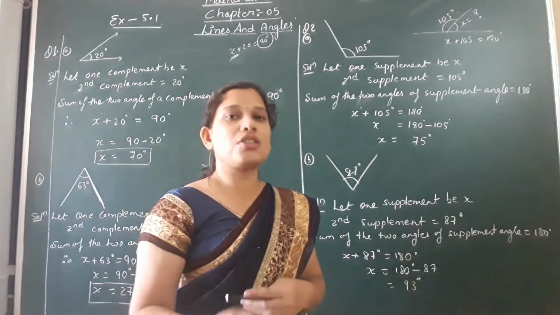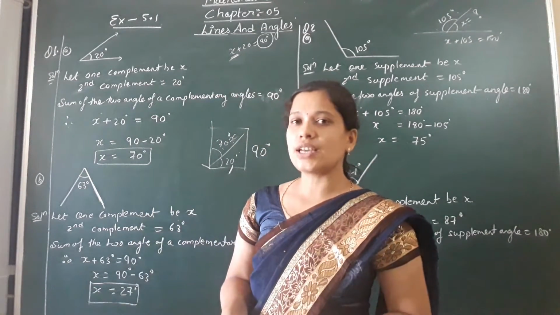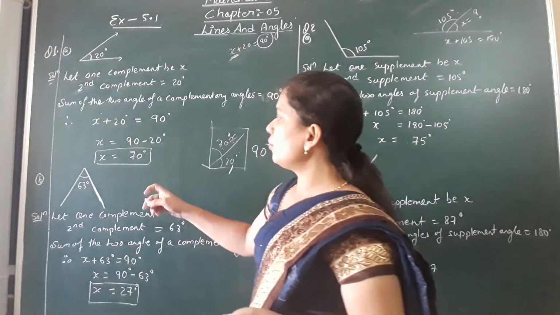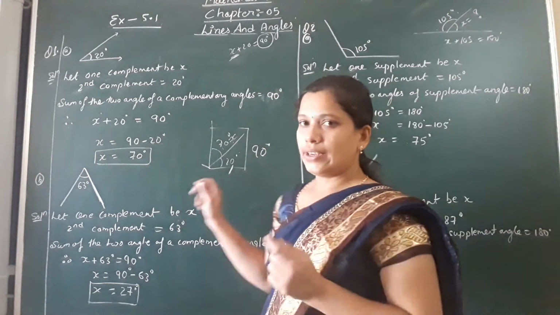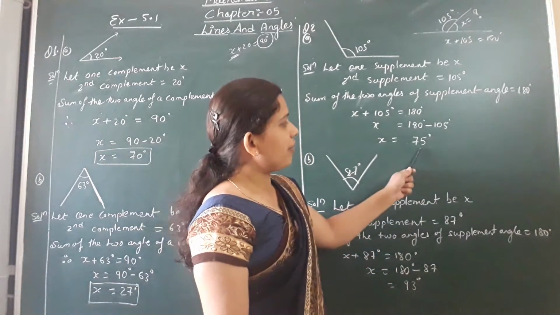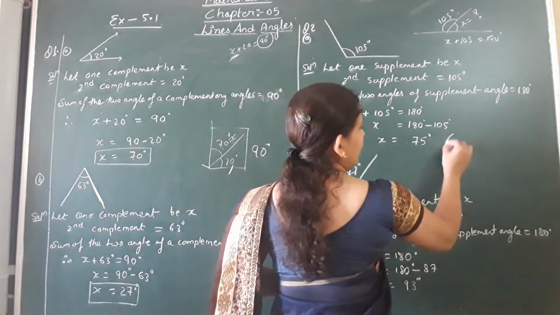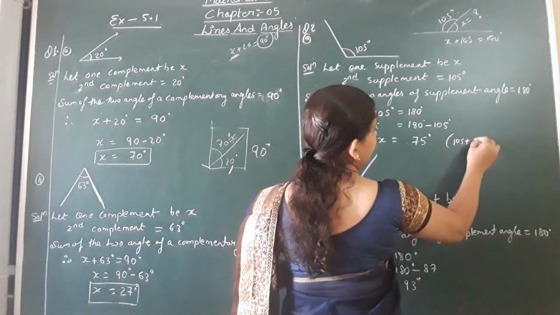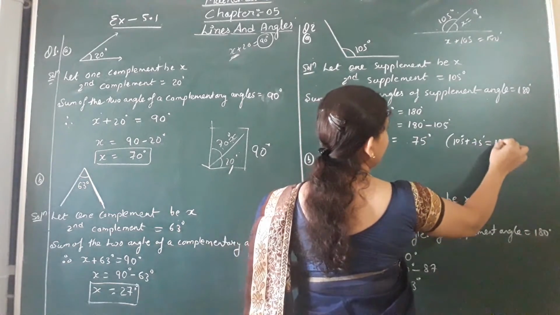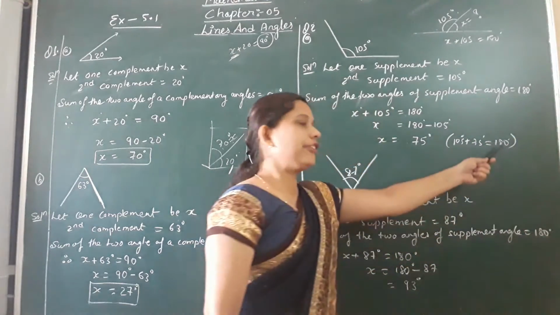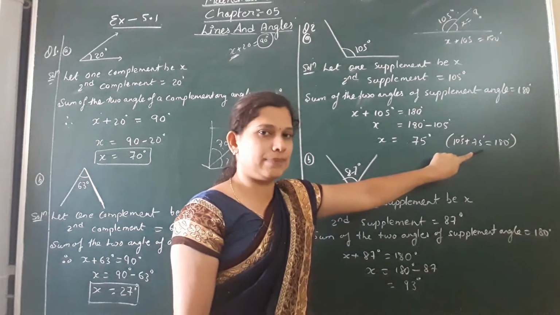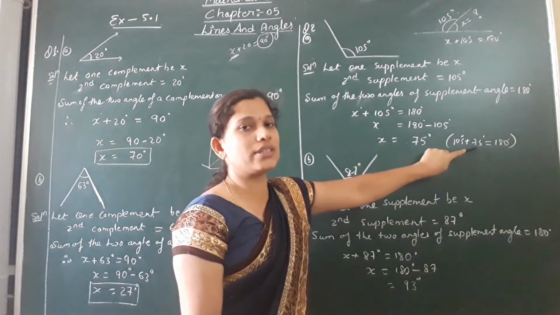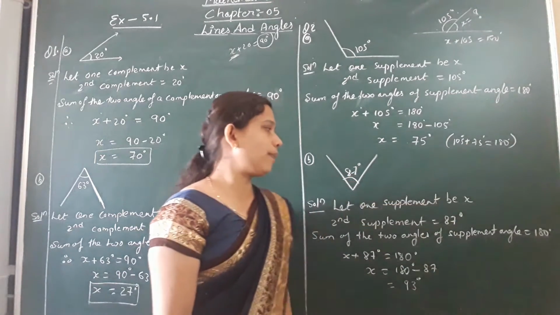Now if you want to cross check whether the answer is coming right or not, what you have to do is, this 70 will be added with 20, you will get 90. In the same way for the supplementary, 75 will be added with 105. So 75 added with 105, the answer will be 85. If 85 is coming as our answer, it means it is correct. This is how to cross check our answer. This we are going to apply.